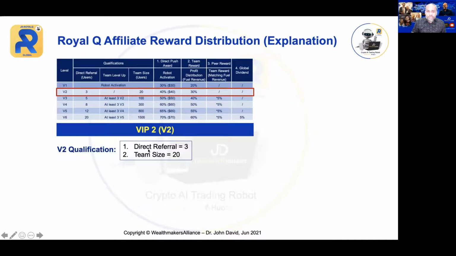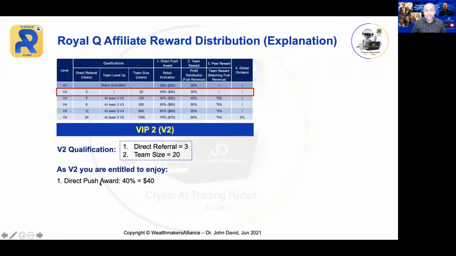Now, you introduce 3 people, and these 3 people with you then grow your team to about 20 users. This is the qualification to become V2. Every one of us can help each other and make sure everyone is ranking up from V1 to V2. So all you need to do is go and look for 20 people and you become V2.